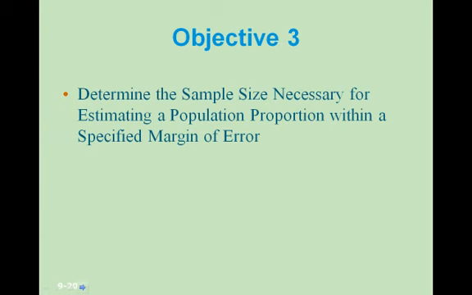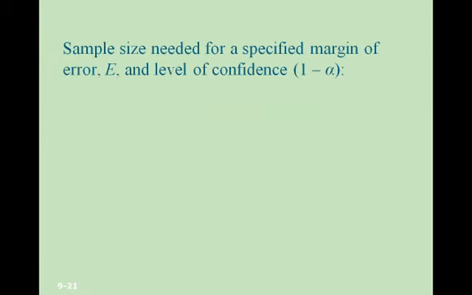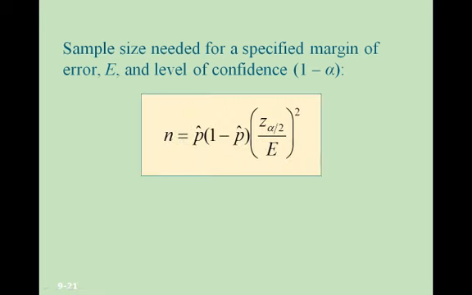Objective 3. Determine the sample size necessary for estimating a population proportion within a specified margin of error. The sample size needed for a specified margin of error, E, and a level of confidence 1 minus alpha is given here. We use the value of n for our sample size, and it's equal to p hat times (1 minus p hat), then multiplied by the quantity z sub alpha over 2 divided by our margin of error E, that is squared.